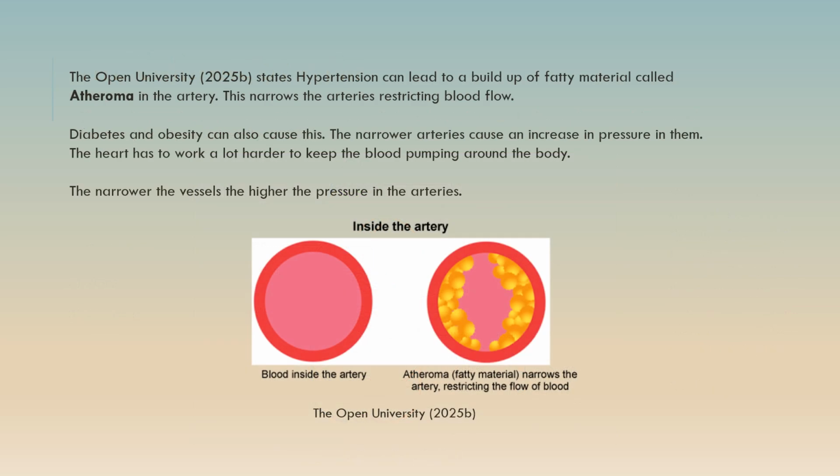Hypertension can lead to a build-up of fatty material called atheroma in the artery. This narrows the arteries, restricting blood flow. Diabetes and obesity can also cause this. The narrower arteries cause an increase in pressure. The heart has to work a lot harder to keep the blood pumping around the body. The narrower the vessels, the higher the pressure in the arteries. So the image on the left is a healthy artery, and the image on the right is an unhealthy artery with atheroma, which is the fatty material.